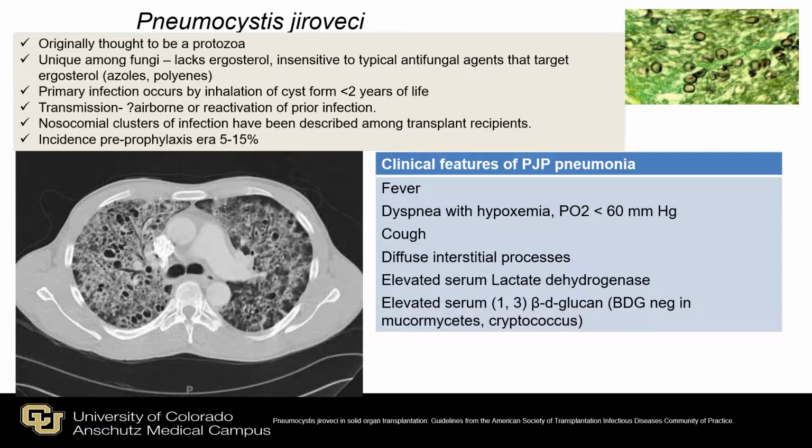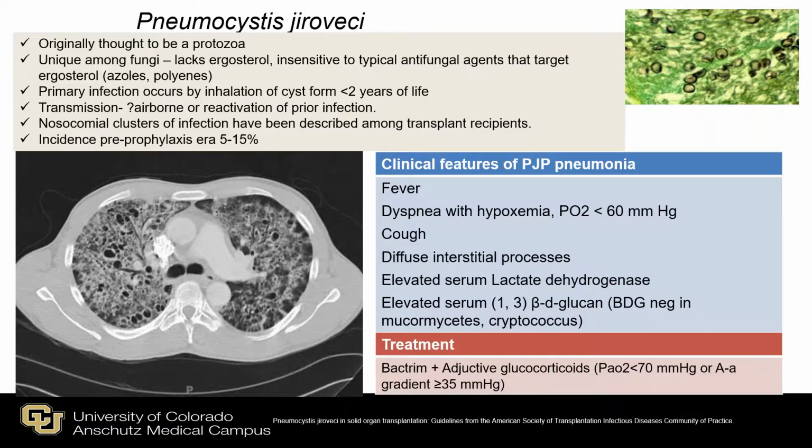infection. And please note that there are two main fungal groups that do not produce beta-D-glucan, and therefore it can be falsely negative when people have these fungal infections. One is mucormycetes, and the second one is Cryptococcus. If somebody has invasive Cryptococcus infection or mucormycosis, their serum beta-D-glucan is going to be negative. And treatment for PCP or Pneumocystis jirovecii is Bactrim, and steroids in severe cases.